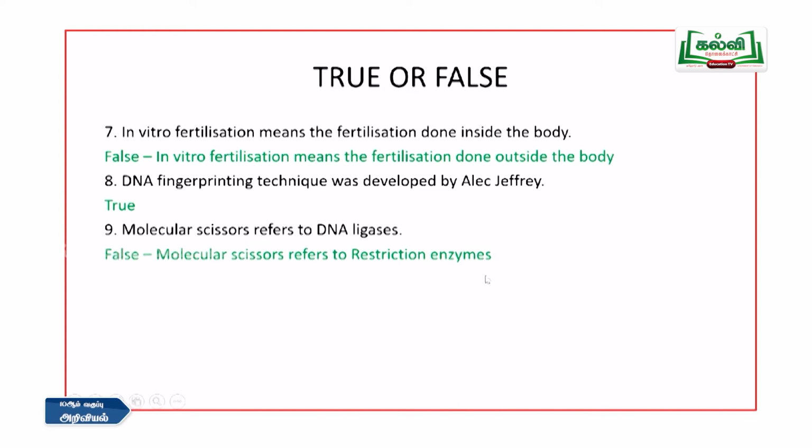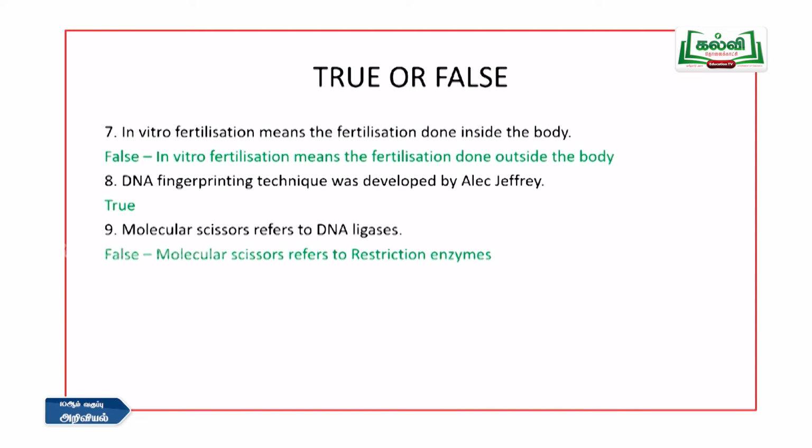Then question number 7. In vitro fertilization means the fertilization done inside the body. The statement is wrong, so you want to read the statement and find which word is wrong. In the place of inside, you simply write outside. So the statement is false. In vitro fertilization means the fertilization done outside the body. Number 8. DNA fingerprinting technique was developed by Alec Jeffreys. The statement is true. No need to write the statement.